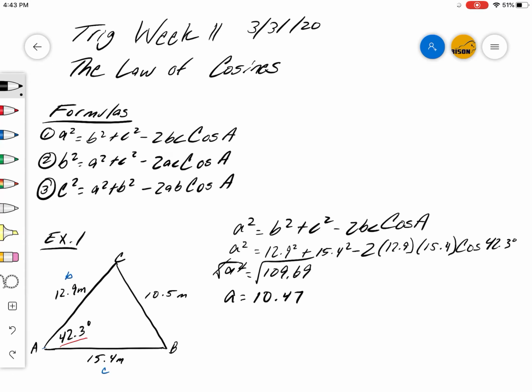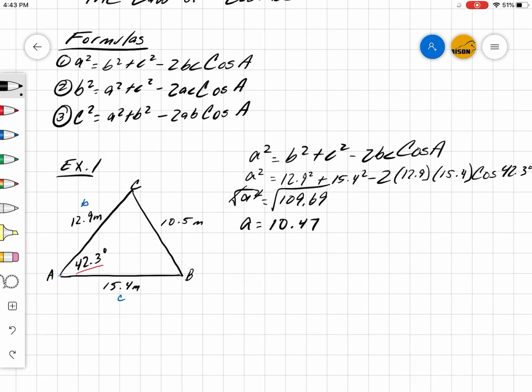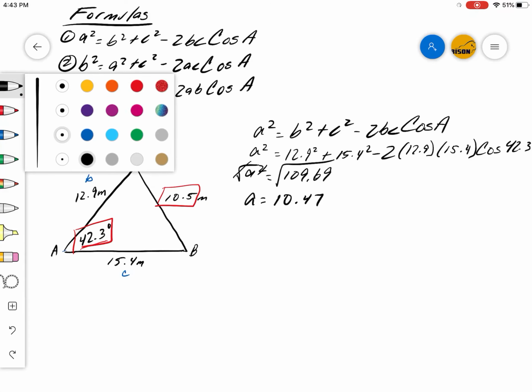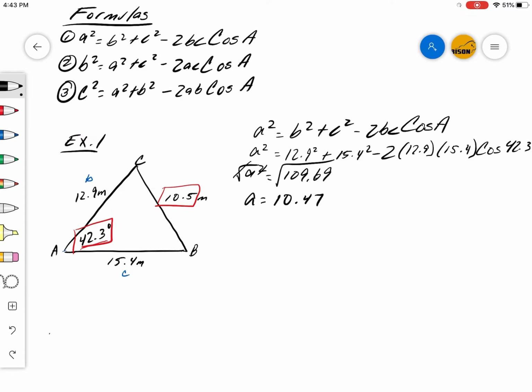What I have to do now moving forward is finish out the rest of this triangle. But notice something. This reverts right back to what we did last week with the law of sines, because I already have a control. So that's the thing about the law of cosines.